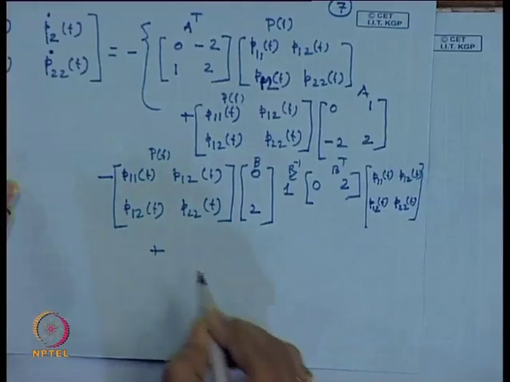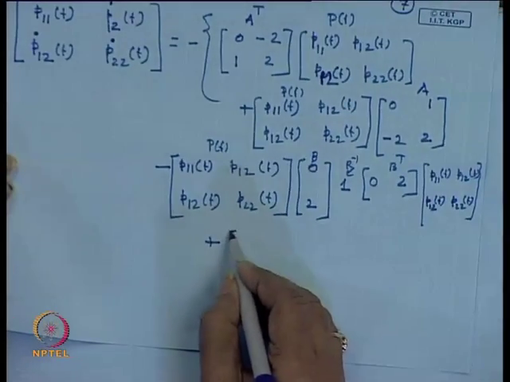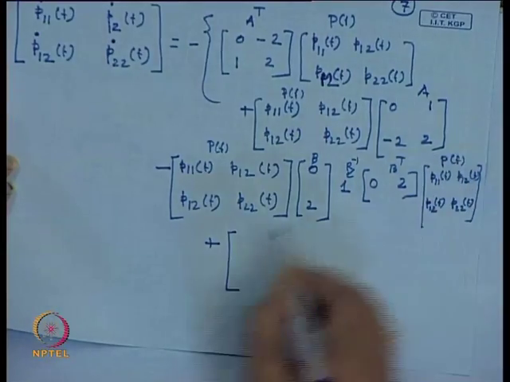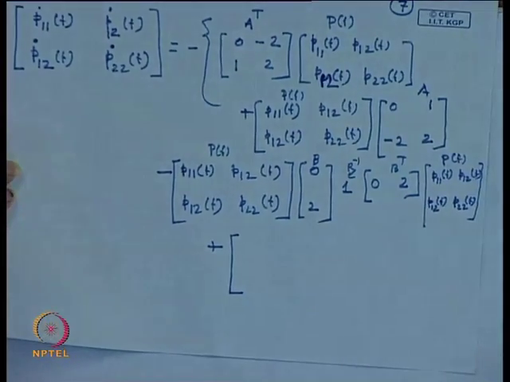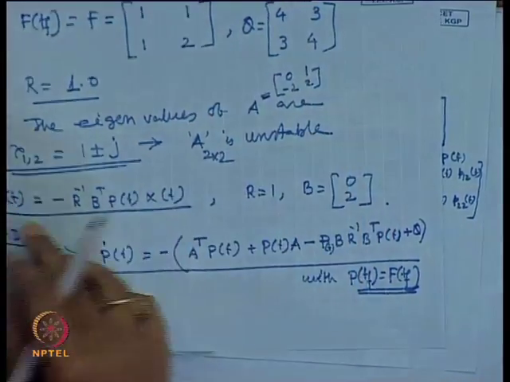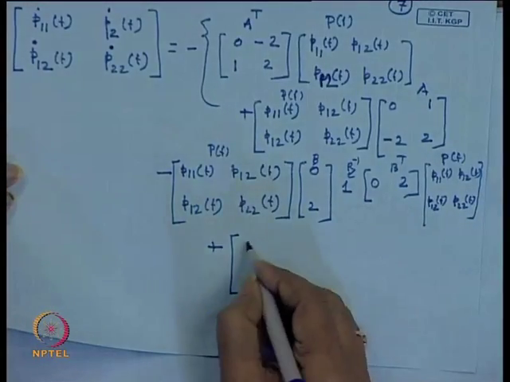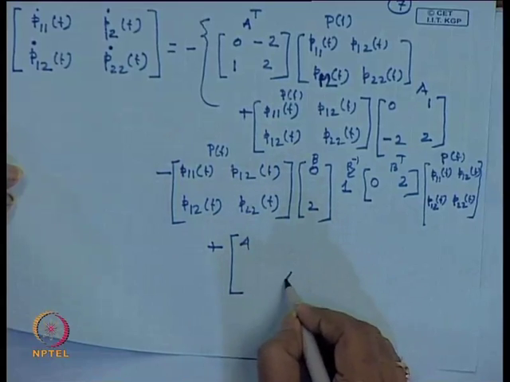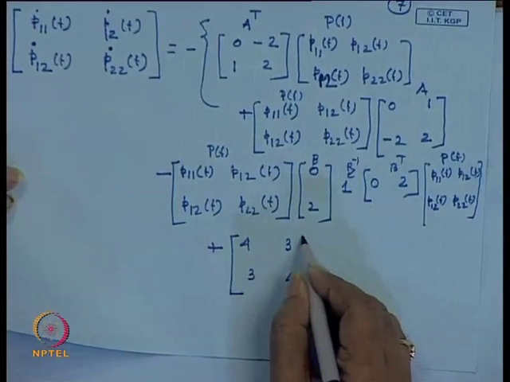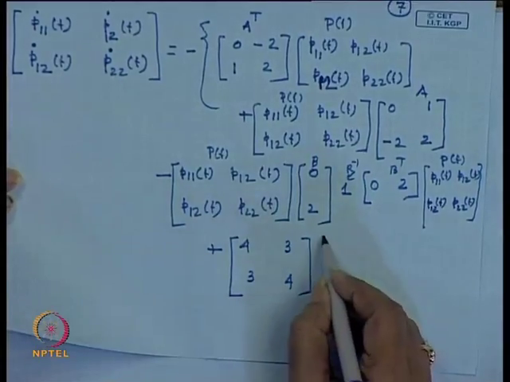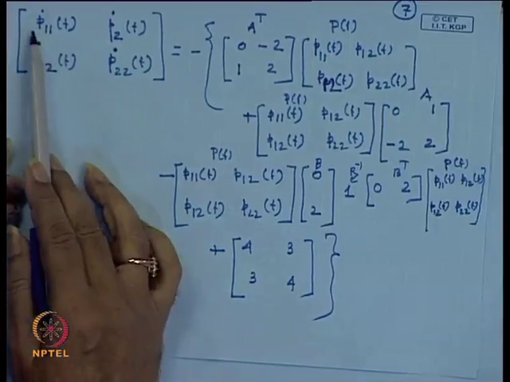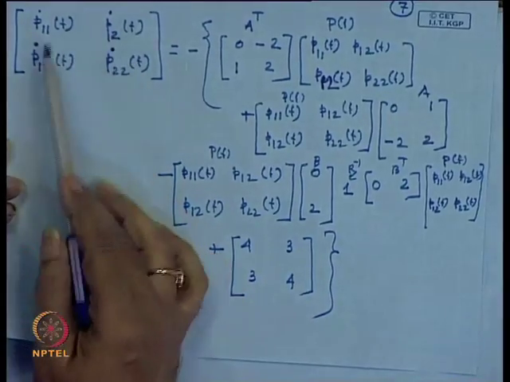plus Q. Our Q, if you recollect, is the 3 by 3 symmetric matrix with entries 4, 4, 3, 3, this whole bracket. So now you just write; you see this is a symmetric matrix.